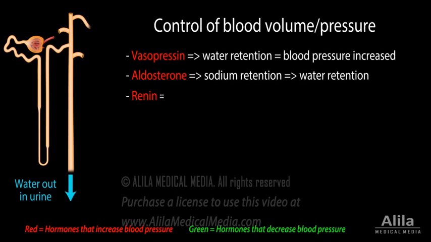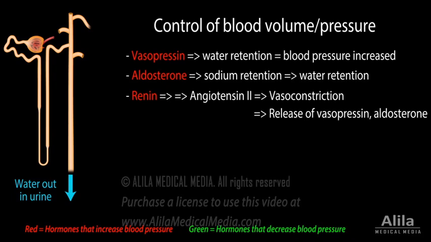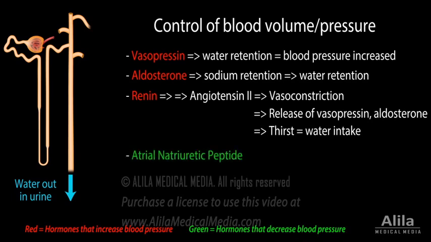Renin initiates a two-step process that produces the hormone angiotensin II. Angiotensin II increases blood pressure in several ways. It constricts blood vessels, promotes the release of vasopressin and aldosterone, and stimulates thirst centers in the brain to encourage water intake. Atrial natriuretic peptide, ANP, is secreted by the atrial myocardium of the heart in response to high blood pressure.